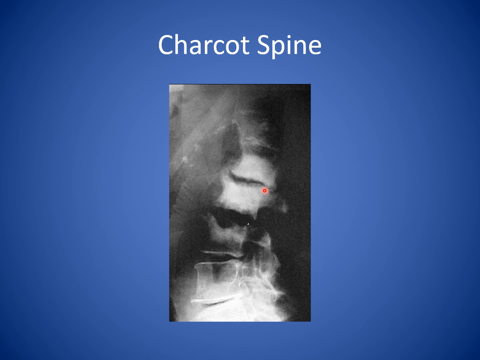Charcot spines are spines that have been denervated, so typically paralytic patients. And what will happen is you'll get these bizarre erosions and this bizarre sclerosis. This is a typical Charcot spine in a patient who's had paraplegia for many years.